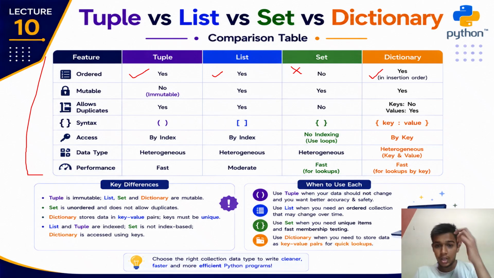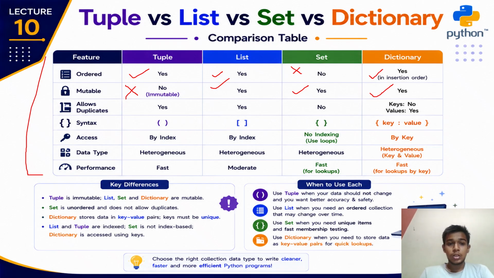Now the second feature is mutable. Mutable means the data can be changed after it is created. So I told you that tuple is not mutable. Once a tuple is created, we cannot add, remove, or modify it. And on the other hand, list, sets, and dictionaries all are mutable. I also told you in the previous slide that all of these are mutable. So we can easily update, insert, or delete data from them.